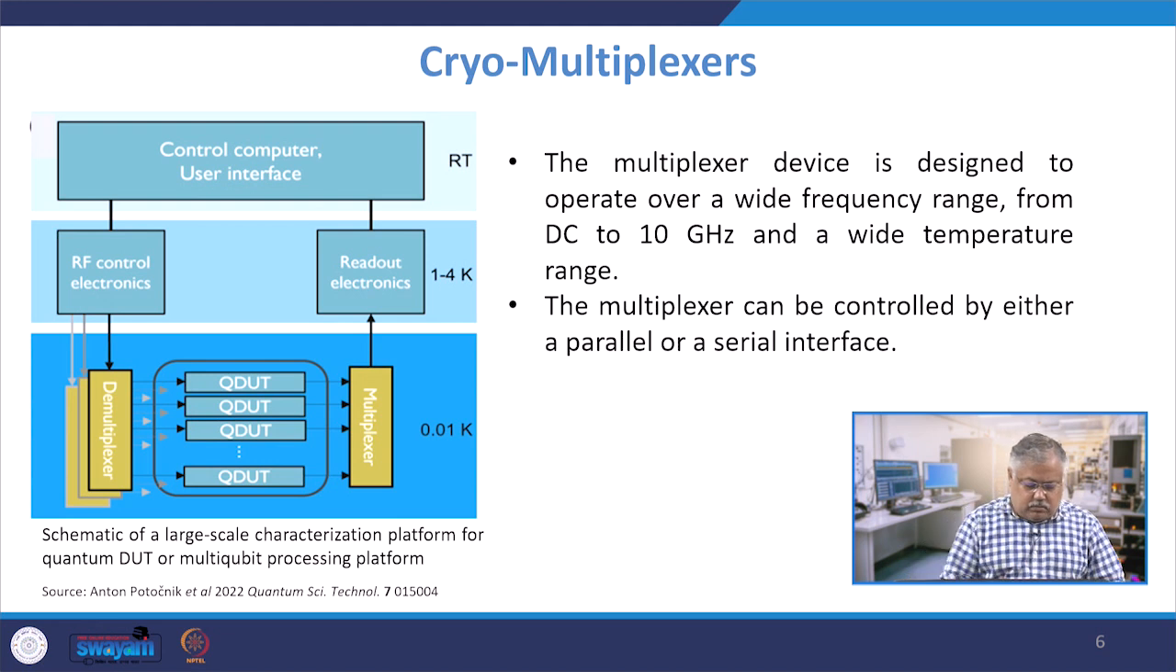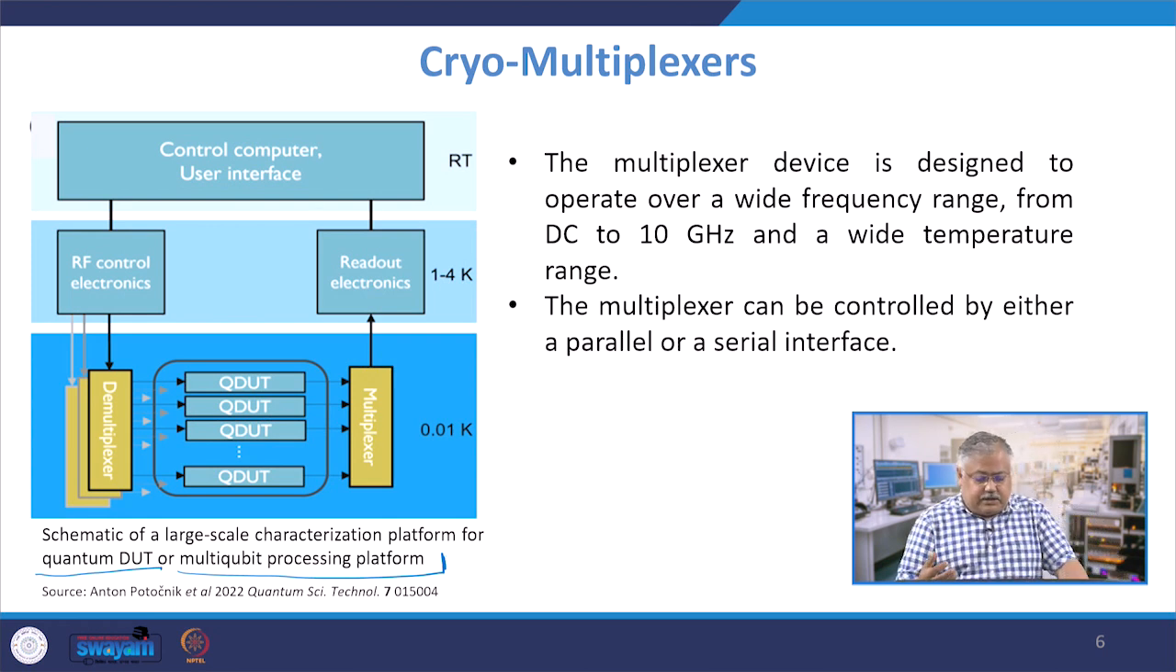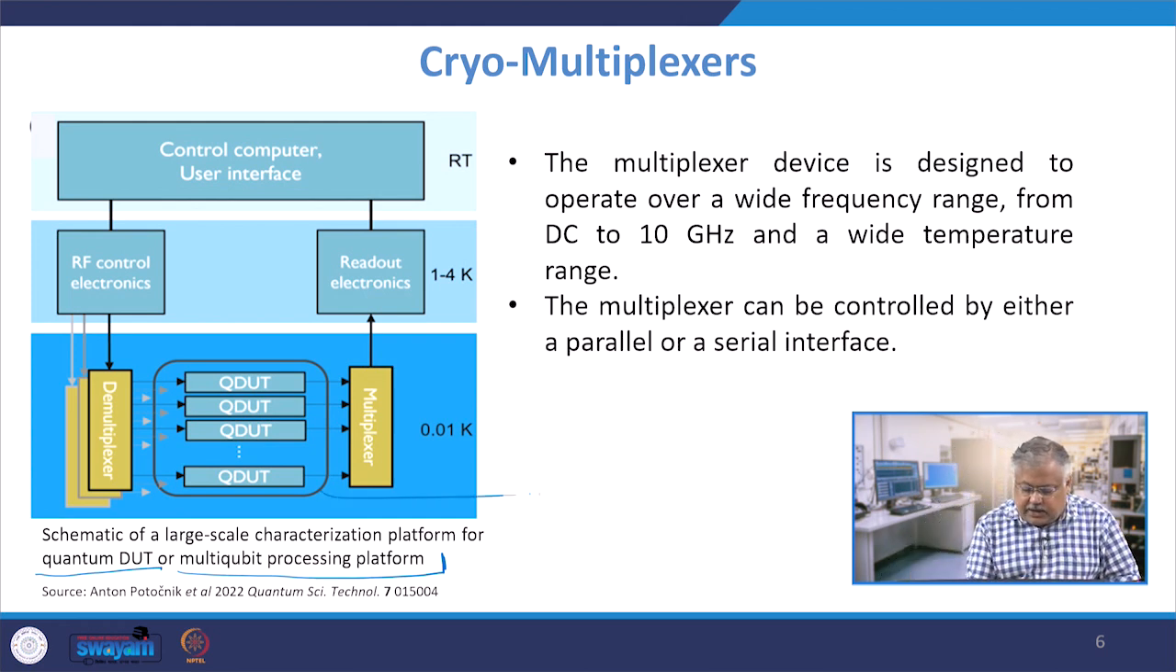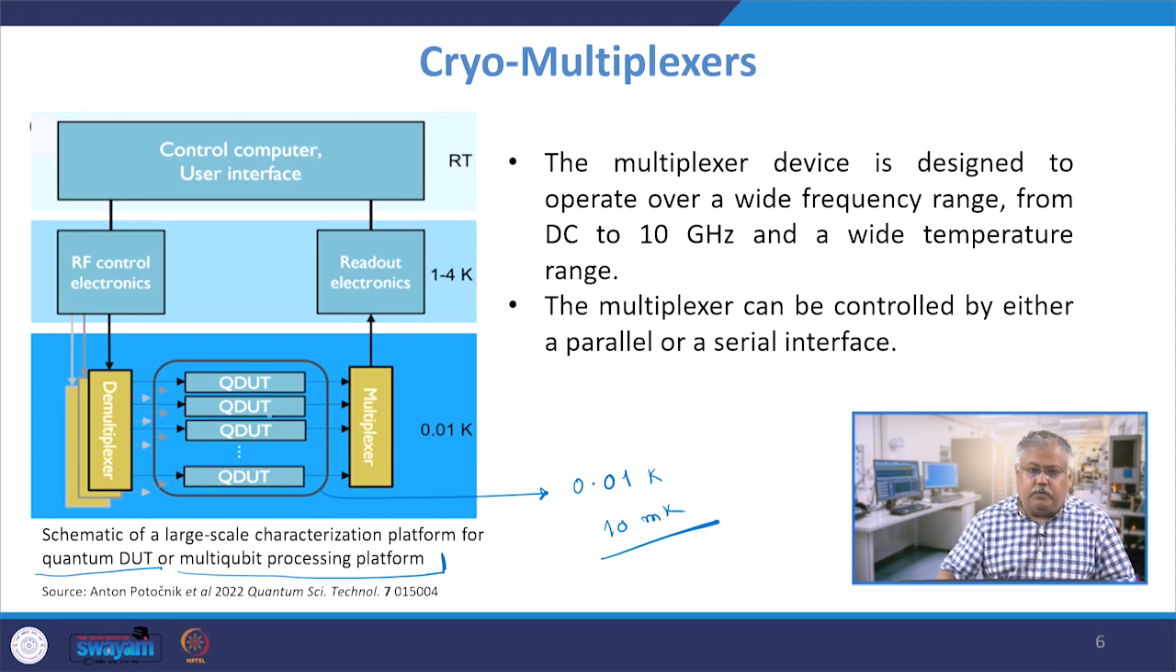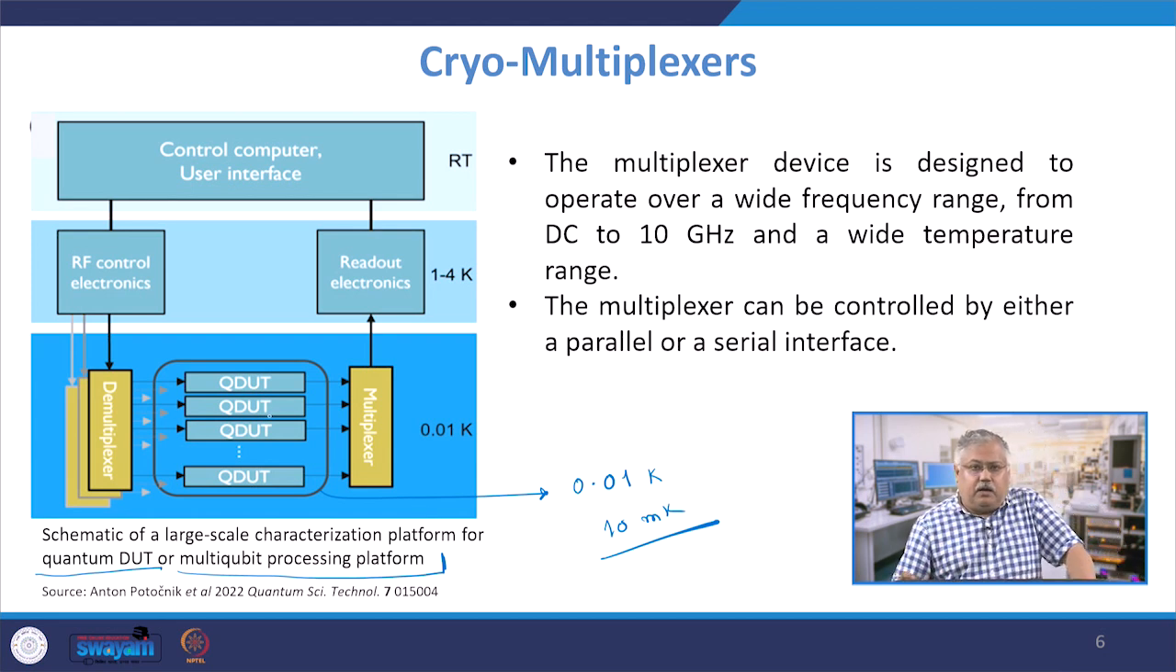For a quantum DUT, device under test, or multi-bit processing platform, I have multiple bits, qubits, and I want to process them. First of all, look at this structure here, which is kept at 0.01 Kelvin, somewhere around 10 millikelvin. At 10 millikelvin your qubits are being kept at low temperature. You know why? Because you do not want to lose the state of the qubit by increasing the temperature. So, they are kept that way.